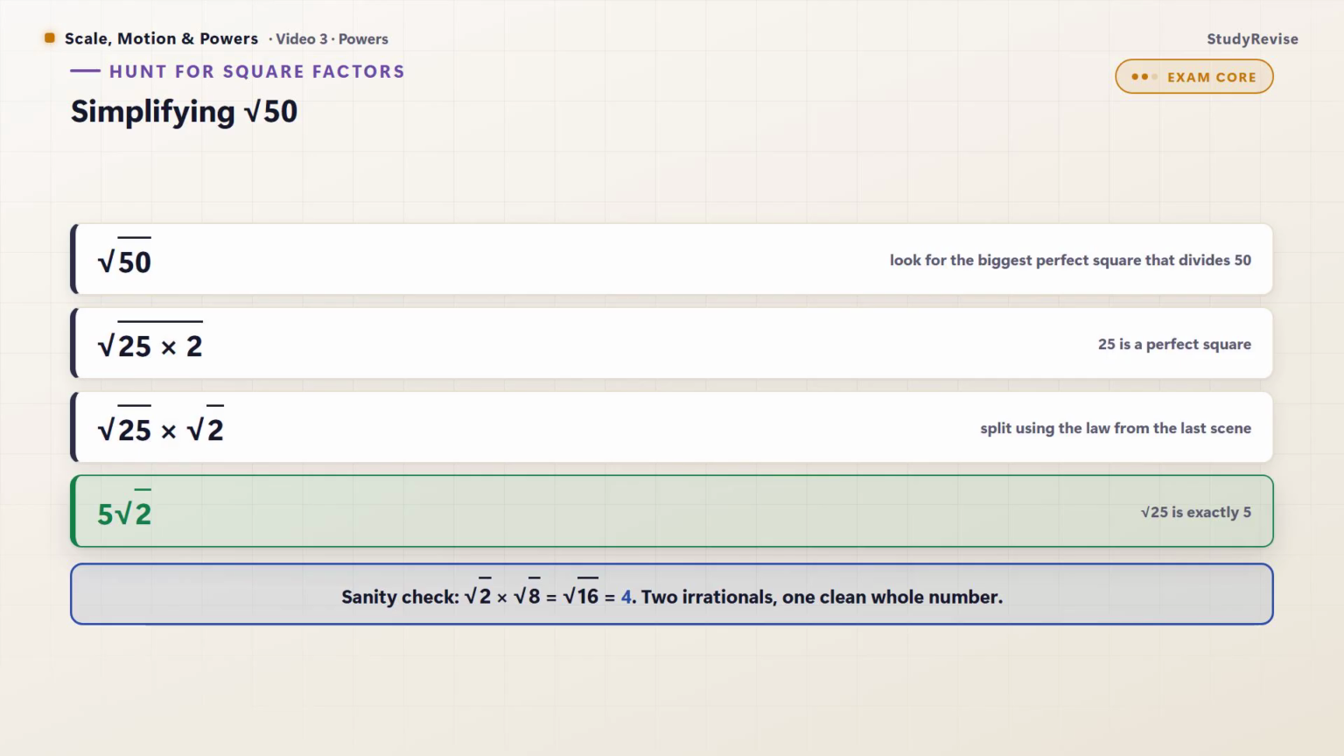And a quick sanity check you should always do. Root 2 times root 8. Combine them. Root 16, which is 4. A whole number. 2 irrational numbers multiplied together gave a clean 4. That is the kind of thing that should make you trust the rule rather than fear it.